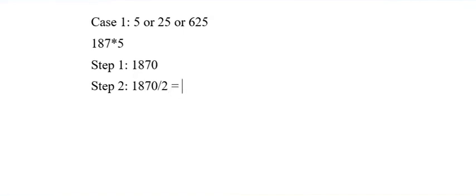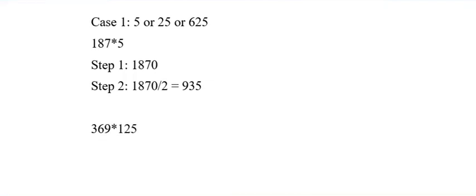What is 1870 whole divided by 2? That will be equal to 935. That means to say 187 into 5 will be equal to 935. As simple as that. Now let's take one more number. Let us multiply 369 by 125.